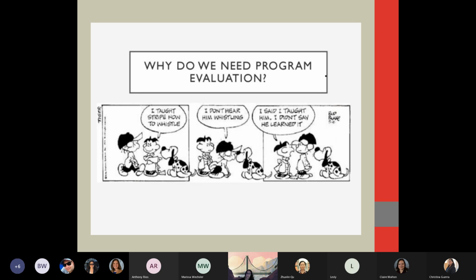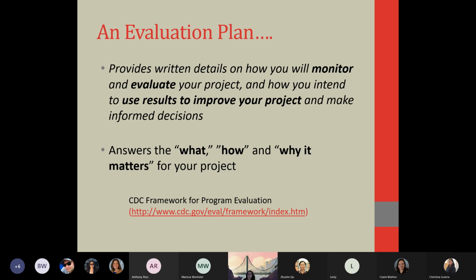Okay, so why do we need program evaluation? I found this cartoon online and I thought it was very fitting. As you can see, it's from Tiger Comics. I'm not really familiar with the characters, but the kid in there says, "I taught Stripe how to whistle." And his buddy says, "I don't hear him whistling." Well, his friend then responds, "I said I taught him. I didn't say he learned it." So I thought that was rather cute.